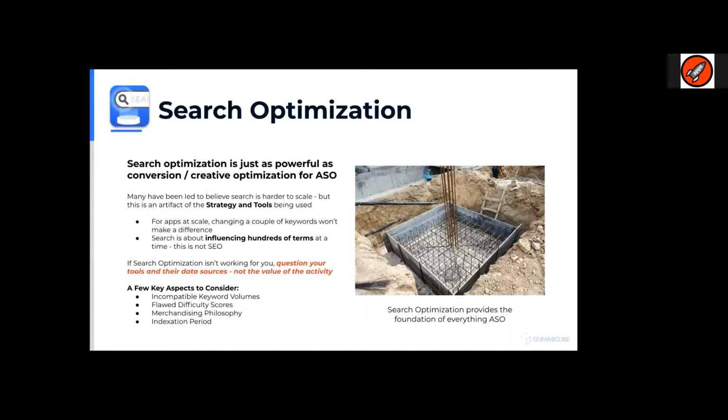In terms of search optimization, it is extremely powerful from an ASO standpoint. A lot of people, when they're running A/B testing and when they're thinking of conversion optimization, think creative optimizations have a much bigger impact than search optimization. The truth is, search can be powerful, but it's powerful only if you implement a cadence, as I mentioned earlier, where you're constantly feeding Apple and Google new information, and also when you're using the right strategy and the right tools for the optimization process.